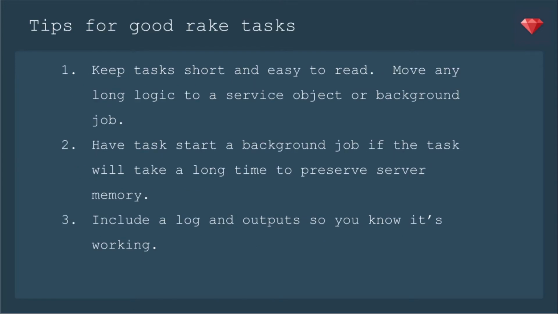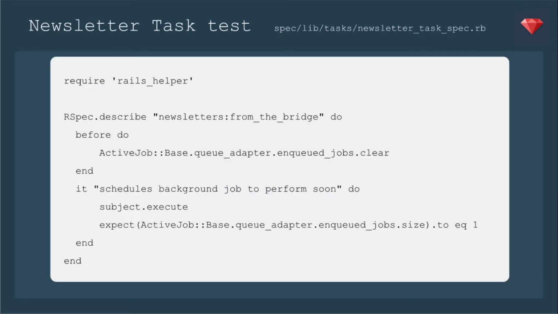Here are a few tips for good rake tasks. Keep the tasks short and easy to read. Move any long logic to a service object or a background job. Certainly have the task start a background job if the task will take a long time to preserve server memory. Something maybe over a minute. Many of these types of tasks take a few minutes, so that's why we're going to put together a background job. Go ahead and include a log and output so that you know that it's working. All right, let's get to the code.